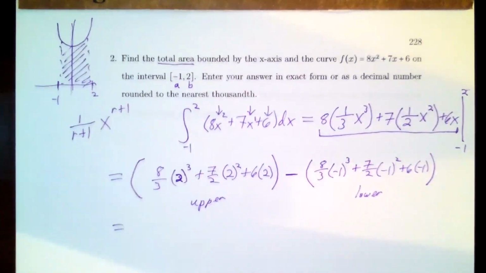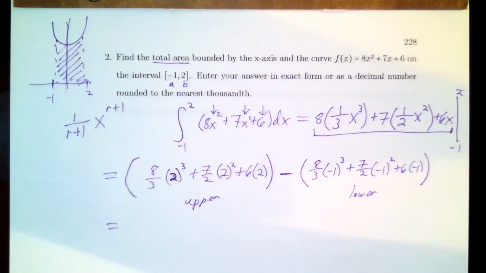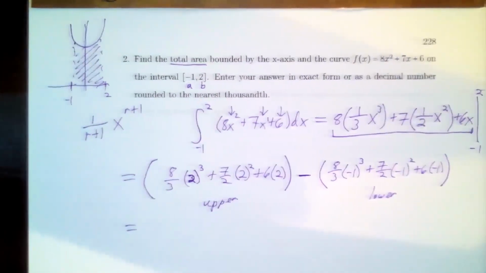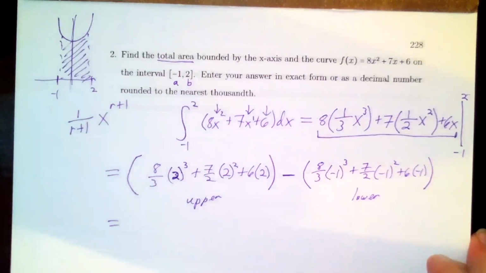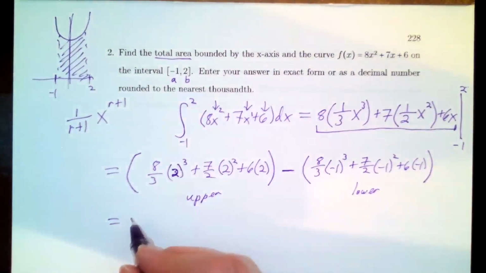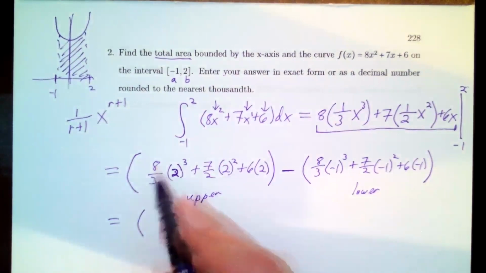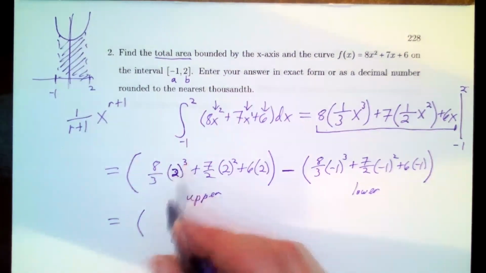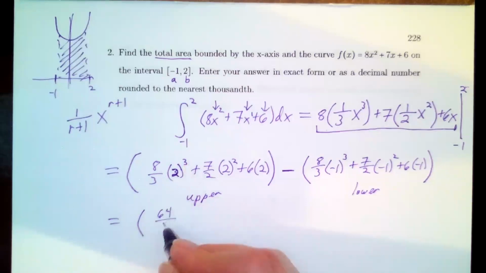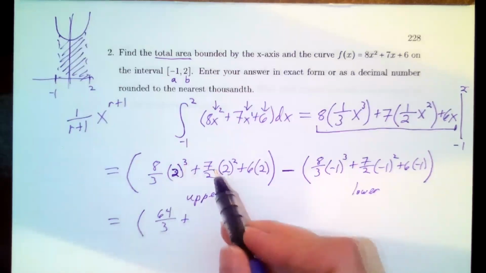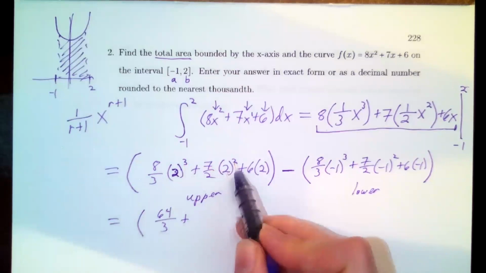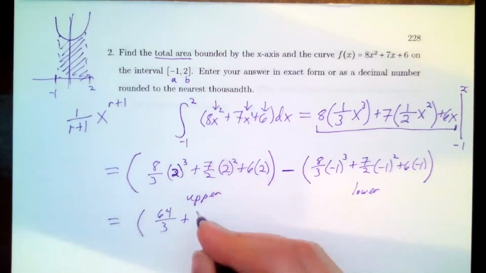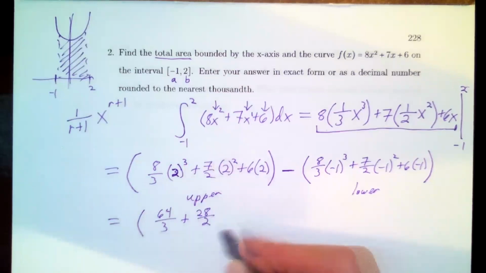All right. Now at this point, you can get out your calculator. Let's see what happens here. Let me simplify this down a little bit more. I have 8 thirds times 2 cubed, which is 8, which becomes 64 thirds, plus 2 squared is 4. 4 times 7 is 28. 28 halves, which is 14, plus 12.